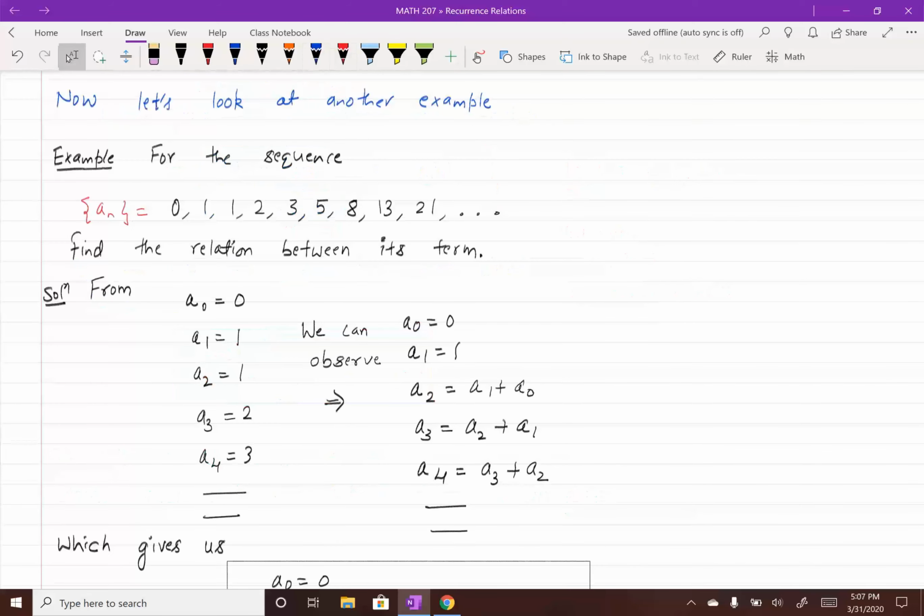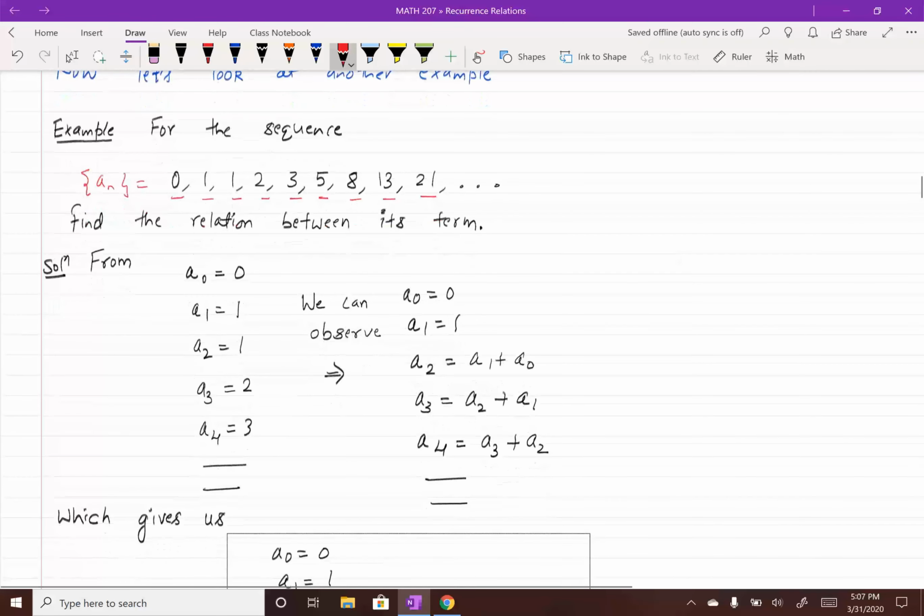So in this example, let's suppose we have a given sequence a of n, where the terms of the sequence are defined by 0, 1, 1, 2, 3, 5, 8, 13, 21, and so on. Can you find some kind of relationship between those terms, and some kind of rule, some kind of initial condition which is required to define this sequence?